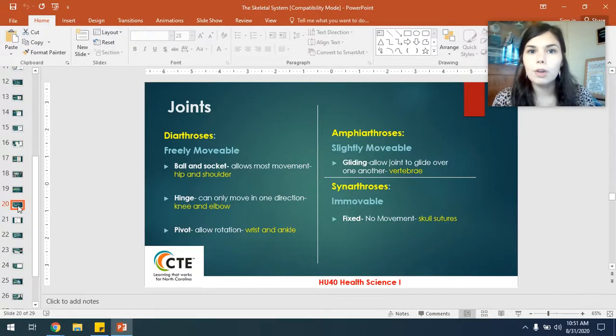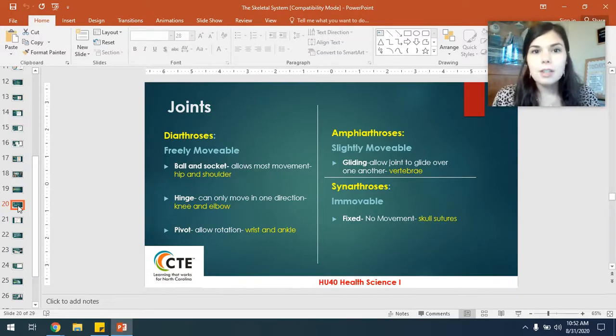Next, you have your amphiarthrosis joints, and these are ones that are just slightly movable. So this is your gliding joint, and a gliding joint allows for a joint to glide on top of another one. So this happens most commonly in your vertebrae. Your vertebrae all stack on top of each other, but they have cartilage in between, and each is connected by a joint to allow for a gliding motion, which helps you to not be a stiff board.